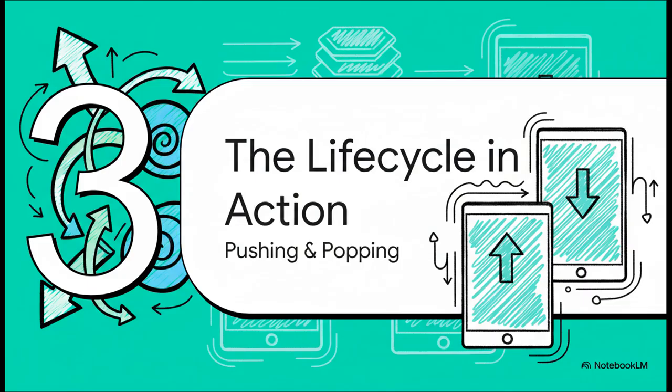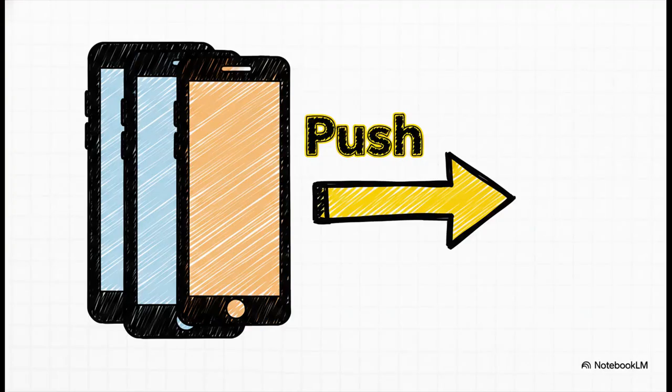Okay, theory's great, but let's actually see this thing in action. We're going to walk through the two main things you do with a navigation stack, pushing a new screen on and popping it off, and we'll watch exactly which lifecycle methods get called and when. So first up, the push. Imagine we're on screen A. The user taps a button and we want to show screen B. So screen B is about to get pushed right on top of our stack.